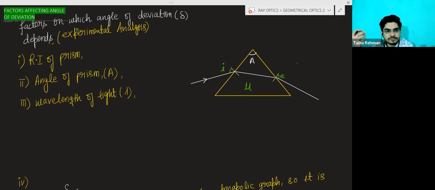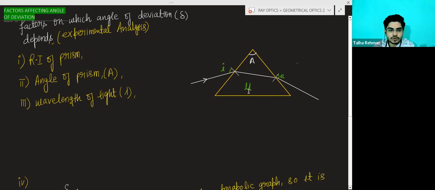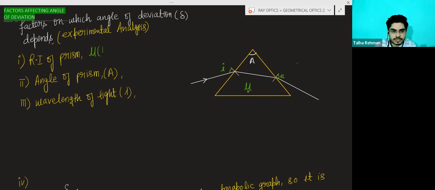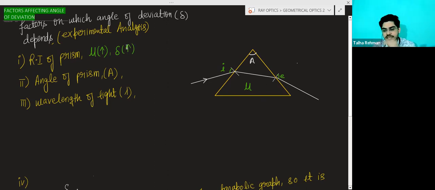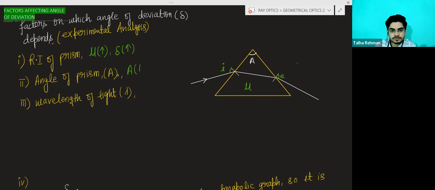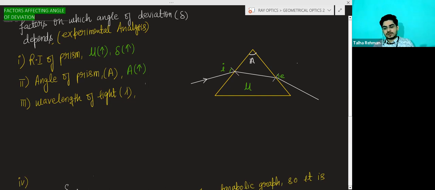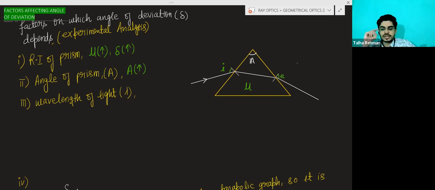Experimentally, it is found that when you increase the refractive index of the prism, the angle of deviation for the prism will increase. It is also found that if you increase the angle of the prism, suppose this is a prism having the angle of prism 30 degree, and you take another prism having the angle of prism 60 degree, the prism with 60 degree has more deviation. So on increasing the angle of the prism, the deviation increases.